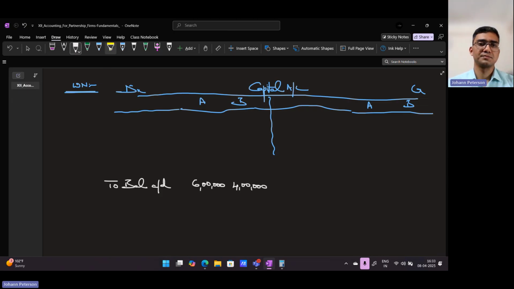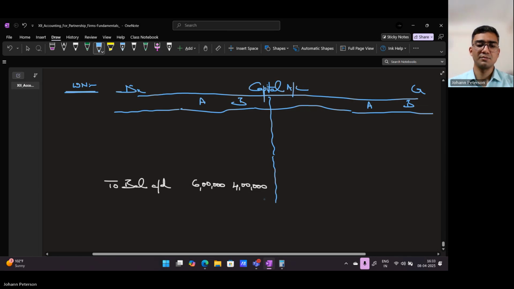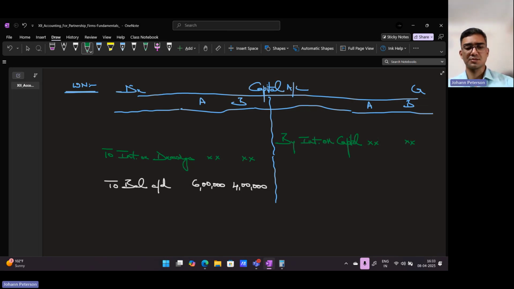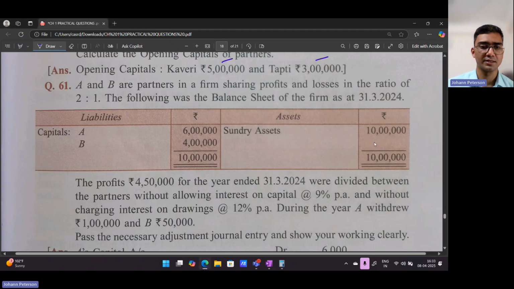What else is given? We have been told that interest on capital and interest on drawings is not charged. So we know we write interest on drawings on the debit side. So this is not charged, so we are not accounting for it. We know that we show by interest on capital on the credit side, which is also not paid. So we will put a cross just to signify that this is not there in our question.